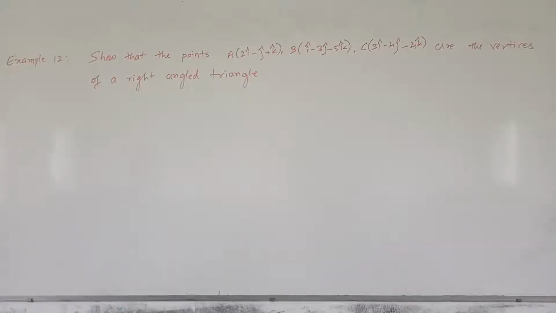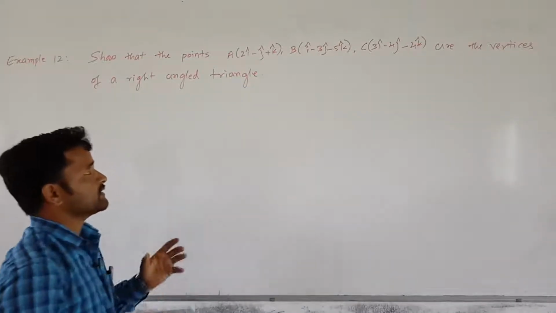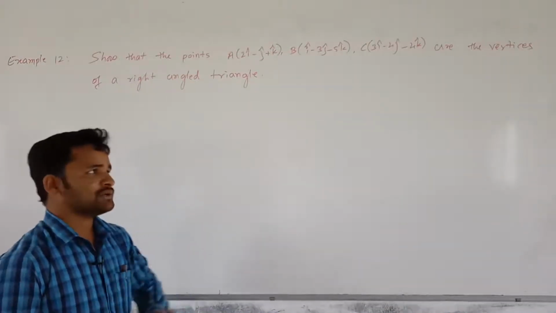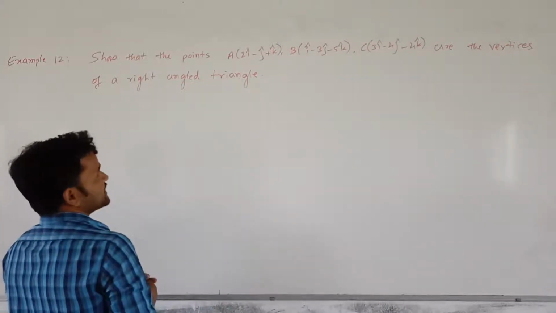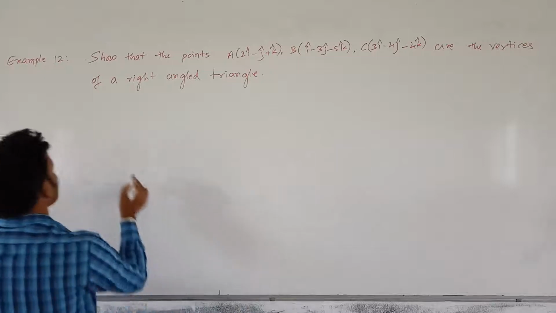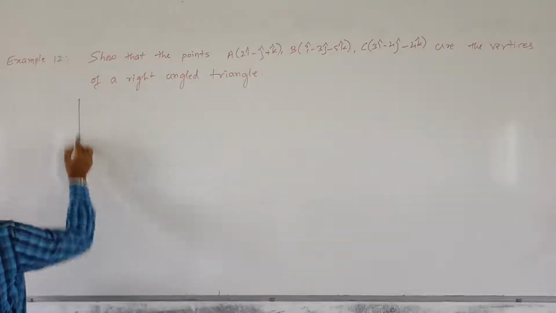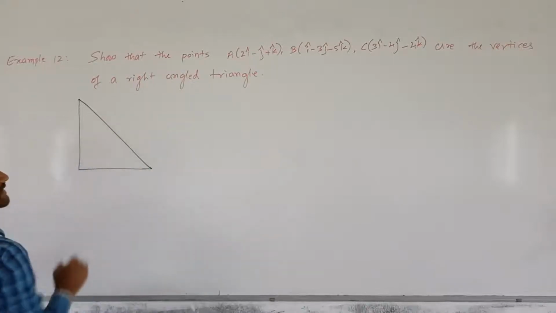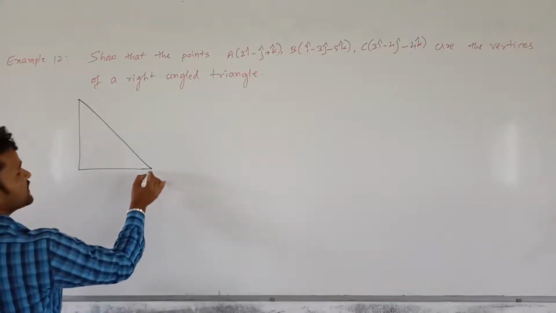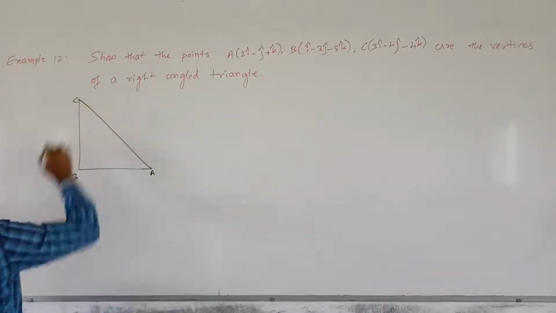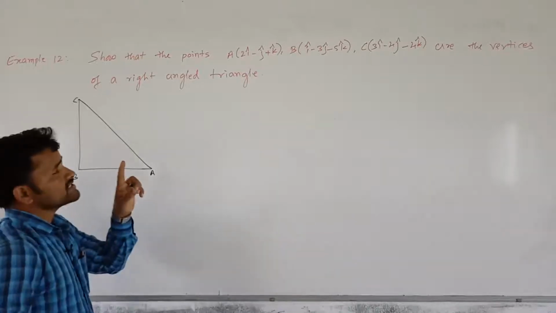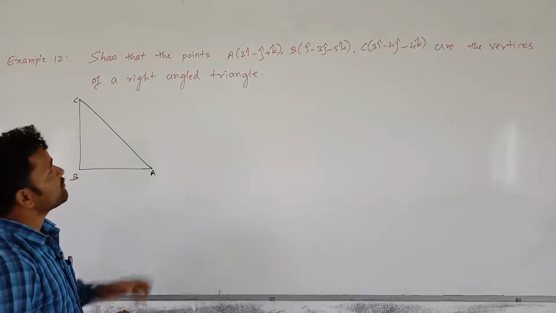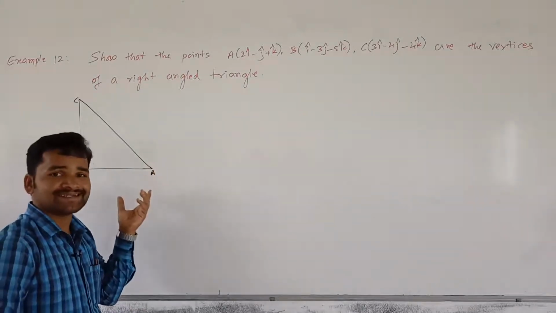Okay, now read the question once again. Show that the points A of, B of, C of, these are the points. Show that the points, they are saying, you have to be careful, are the vertices of a right angled triangle. See, I will write a right angled triangle here like this, which is A, which is B, which is C, roughly I am writing it here. This is A, B, C. If I take like this, what is this 2i minus j plus k? Some of you will get confused with the points vectors and side vectors.